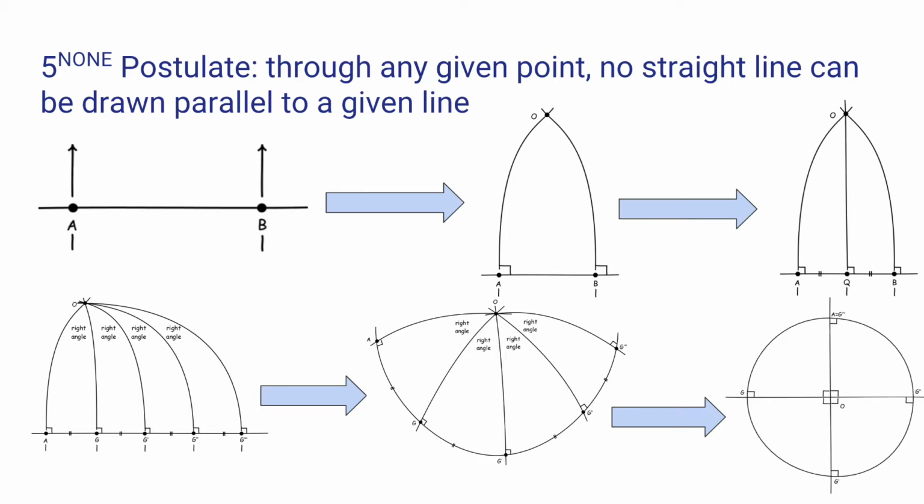Next, find the midpoint of AB and call it Q. Then draw a line perpendicular to AB at Q. The perpendicular must pass through O because if passed on either side of point O, the figure will not be symmetrical. It turns out OA and OQ are the same length.